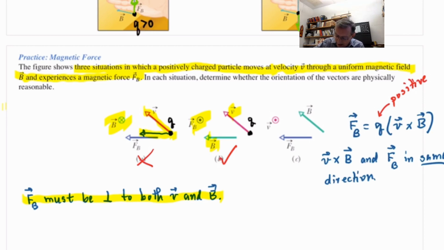Okay, did you say, no, not possible? How do I know that? Because F magnetic must be perpendicular to both V and B. And in this case, there's the B, and there's the F magnetic, and they are not perpendicular to each other. All right, so that cannot be true.